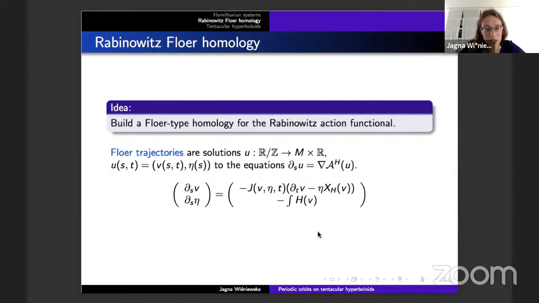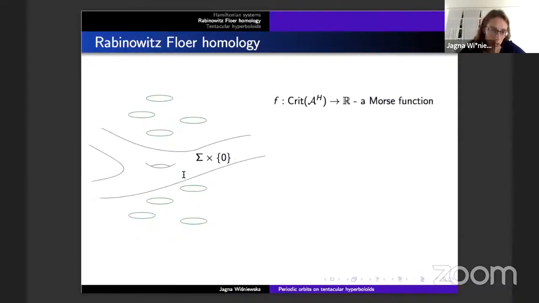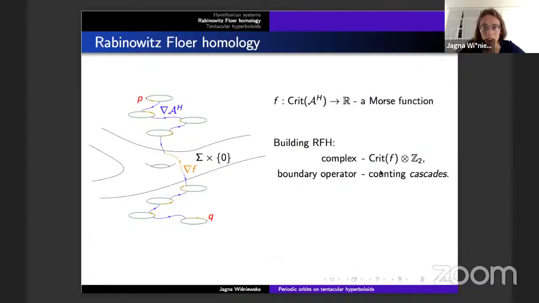Okay, so once we actually understand Floer trajectories, we can try to build the complex. But as we do not have isolated critical points, we need to introduce another Morse function on the critical set. So we choose an arbitrary Morse function f on the critical set, and then we define the complex of our homology to be given by the critical points of f. And for simplicity, we just count them in Z2. And how do we define the boundary operator? Well, by counting so-called cascades. What are those? Well, it's easier to show than to write a mathematical formula.